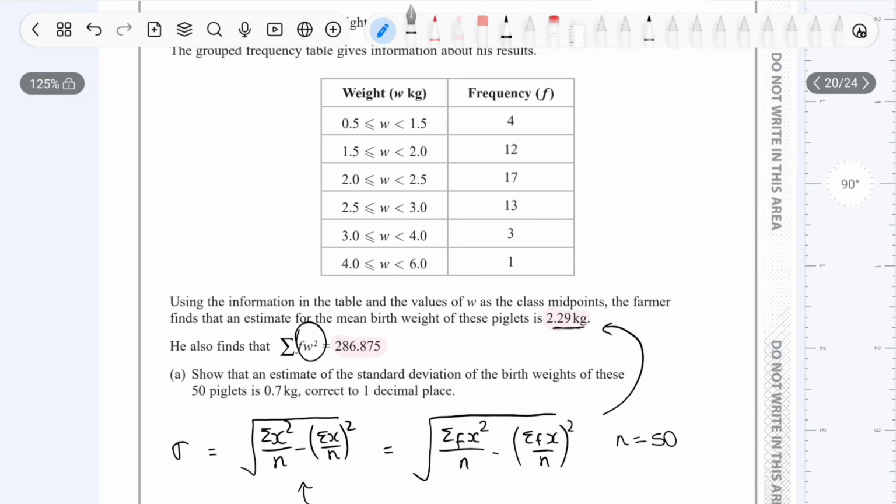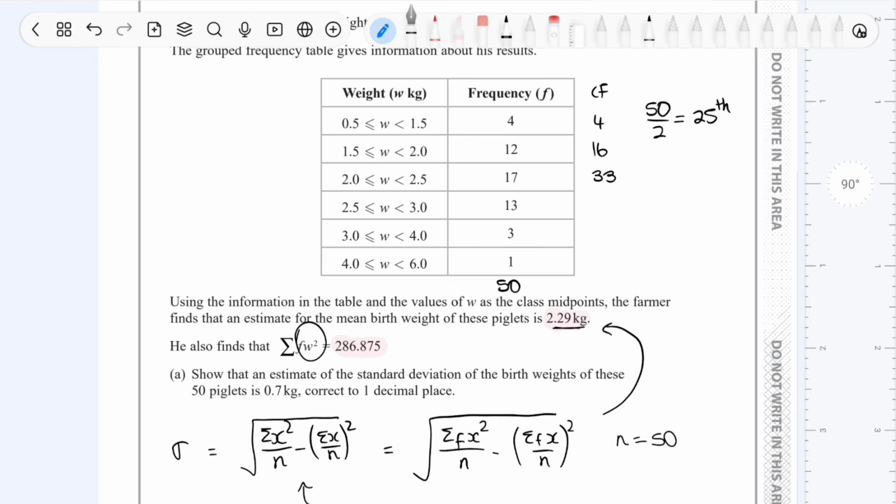Now, the median is just the middle point of the data. The sum of the frequencies is 50, so the median will be 50 over 2, or the 25th value. That's what it's asking us for. Where is the 25th value? Now, if you did a cumulative frequency, you'd see that we have 4 here, 16 here, and then if you add 17, you'd have 33.